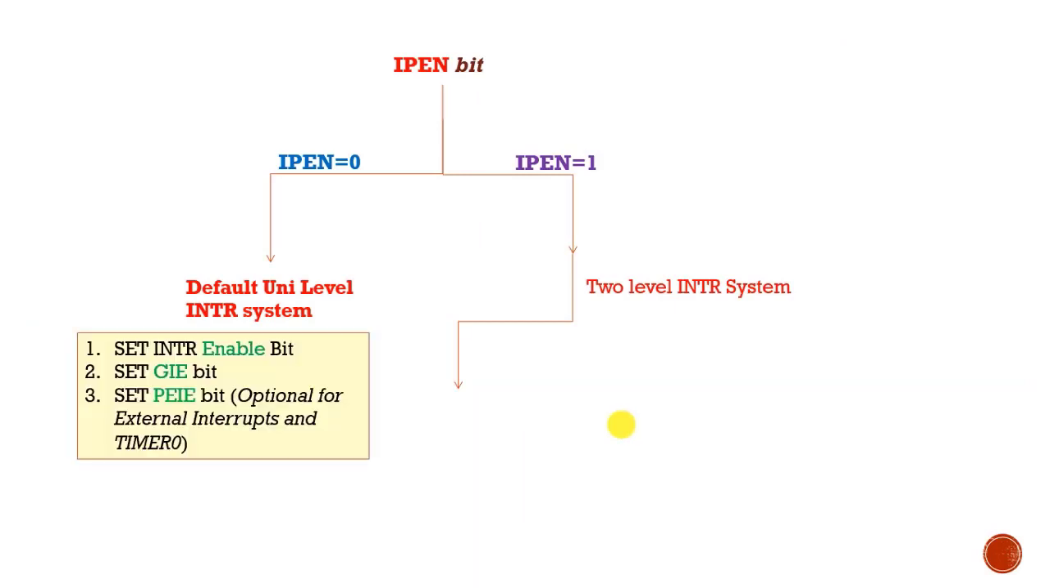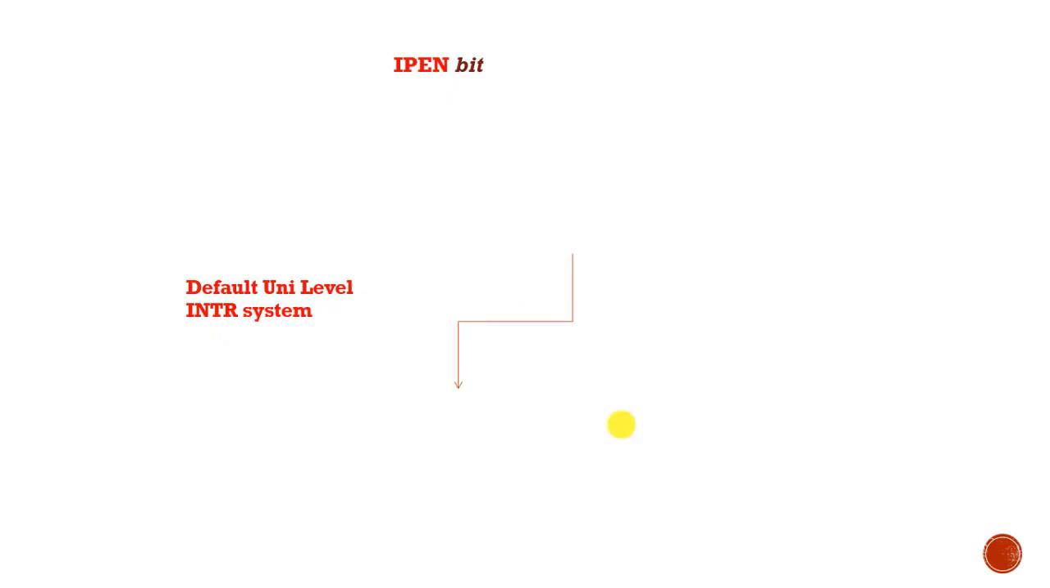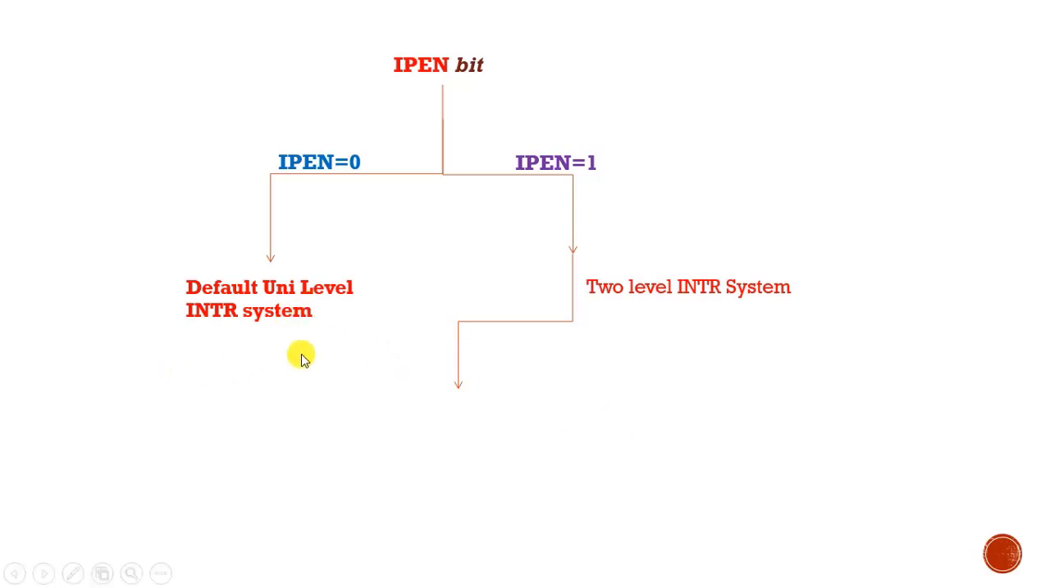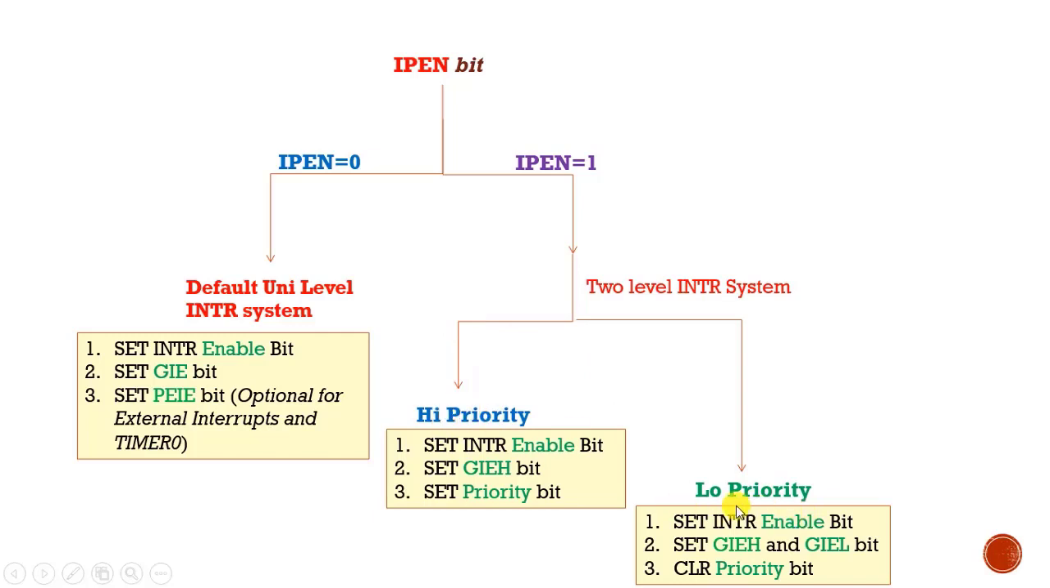So here's a graph that will explain everything in front of you. Let's start from the beginning: how to use interrupts for a specific peripheral. First of all, the thing that you need to change is the IPEN bit. If the IPEN bit, the interrupt priority enable bit, is 0, then it will treat the whole system as a default uni-level interrupt system. There would be no high priorities and no low priorities, and even if they are set at low or high priority, they would not be considered. But if IPEN is equal to 1, then you have a two-level interrupt system: one is the high priority level and the other is the low priority level.